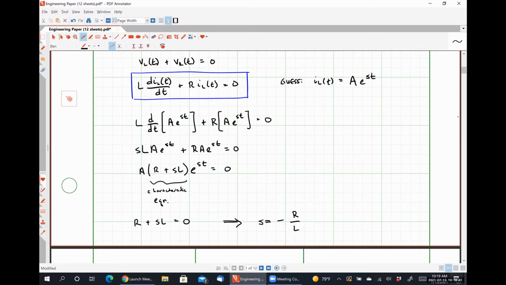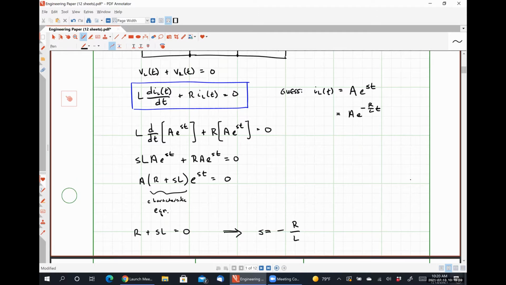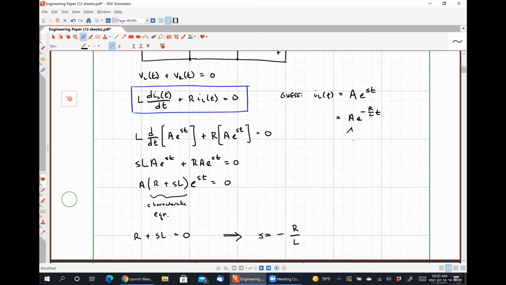So if we substitute that in, our guess value becomes a little bit more specific. A e to the negative R over L t. So the only thing that we don't know is this value of A. All right. So now let's talk about how we figure it out.